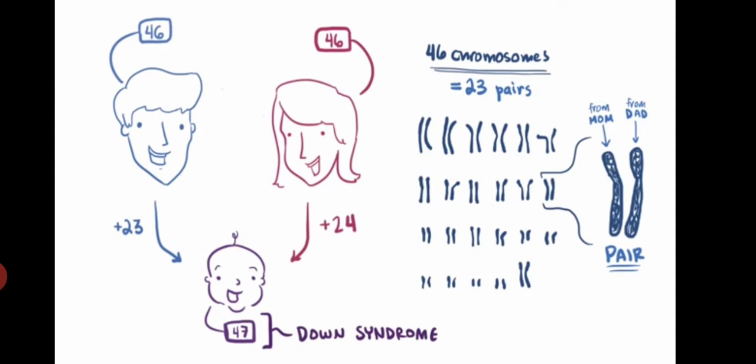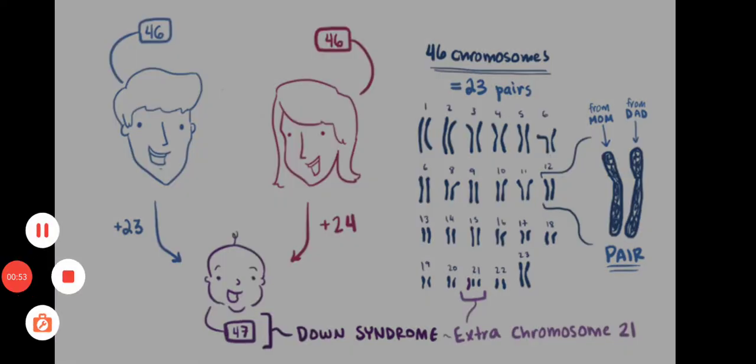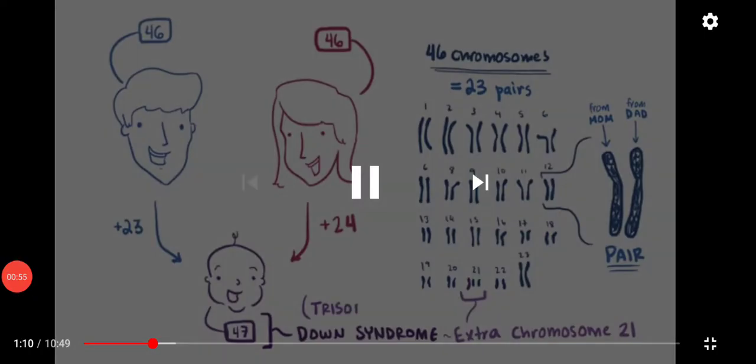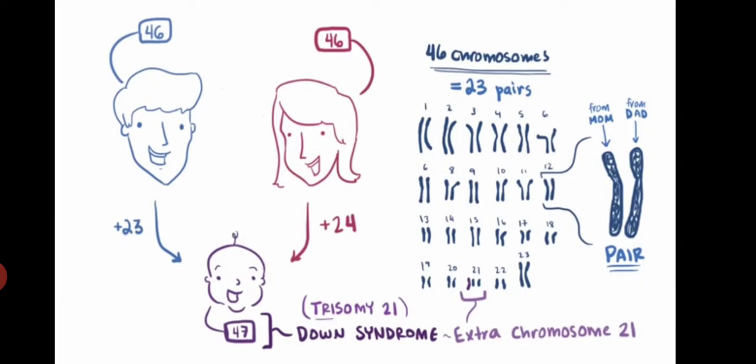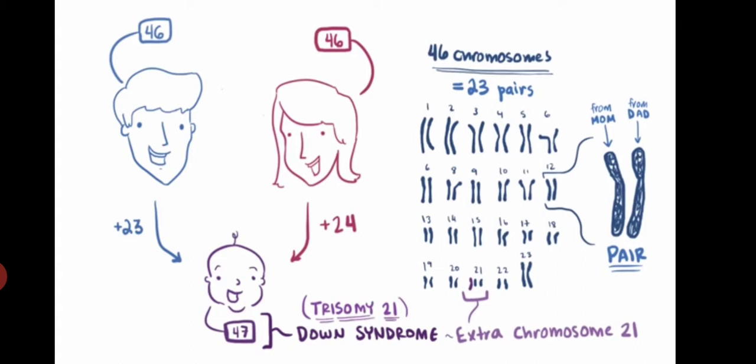Someone with Down syndrome has 47 chromosomes instead of 46. Specifically, they have an extra copy of chromosome 21. So this is critically important. Yes, the cause of Down syndrome is the trisomy of the 21st chromosome. Trisomy 21. In other words, 3 chromosome 21s.